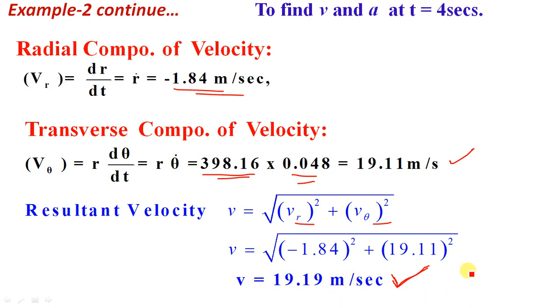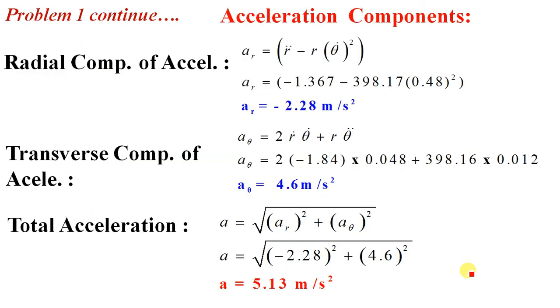Now we have to find the acceleration. For acceleration we have the formulas. The radial component of acceleration a r is equal to r double dot minus r θ dot bracket square. Now a r is equal to r double dot, minus 1.367, which we have already found at t equal to 4 seconds, r is 398.17, and θ dot is 0.48, whose square we have to find. Then from that you will get the value of a r.